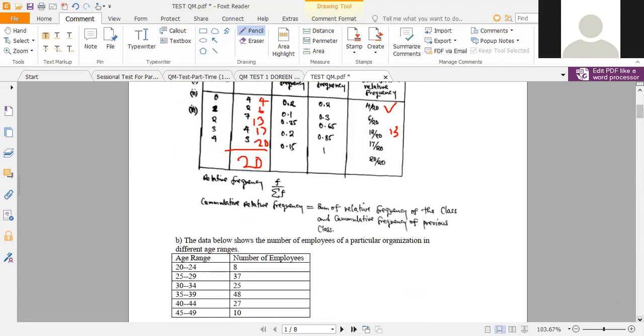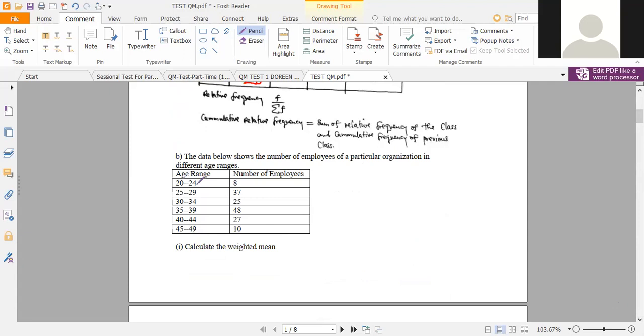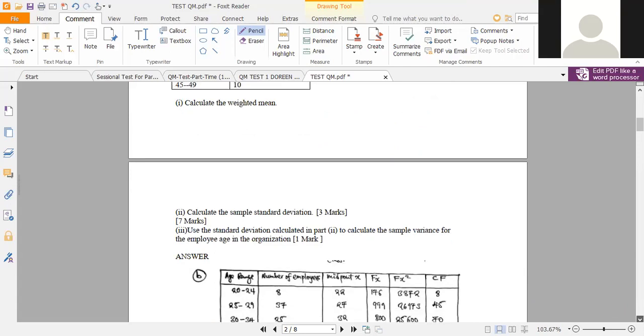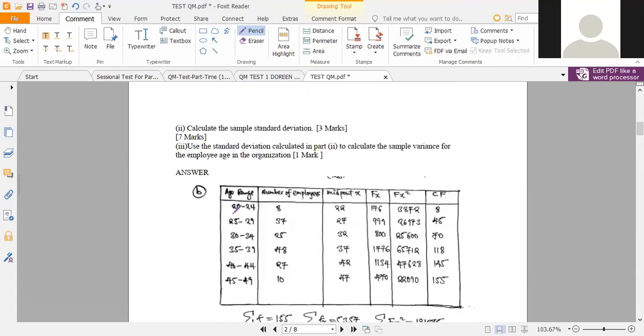Then we go to a second question. We're given data which is grouped like this, and we'll be asked to calculate the weighted mean among others. So compute the standard deviation and the variance. So the data is already grouped. We have 20 to 24, 25 to 29, 30 to 34, 35 to 39.